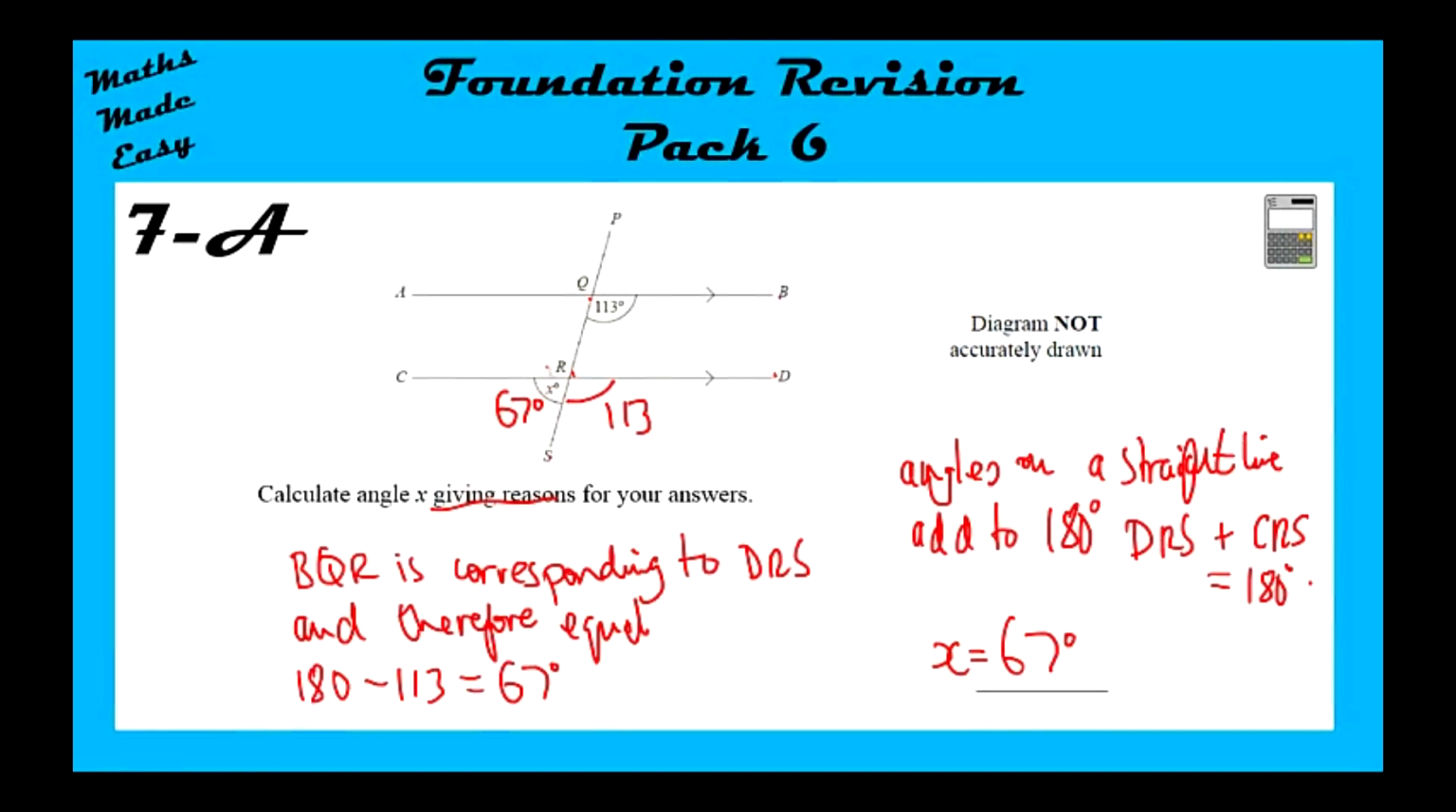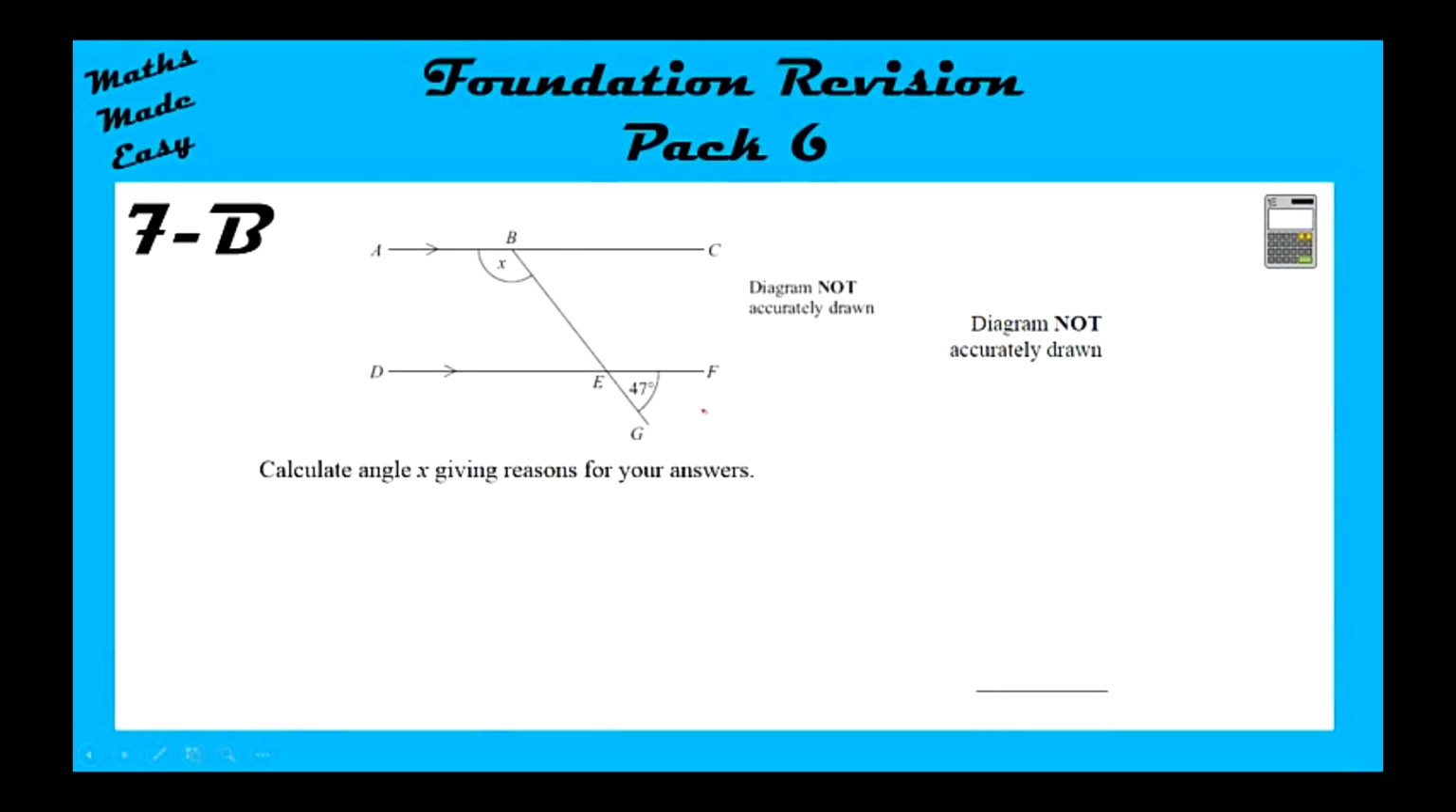Now there are a couple other ways you could have done this question. You could have used alternate angles and vertically opposite angles, or even possibly co-interior angles. There are many ways to do that. As long as you're clear in your explanation and you get the answer x equals 67, that's fine.